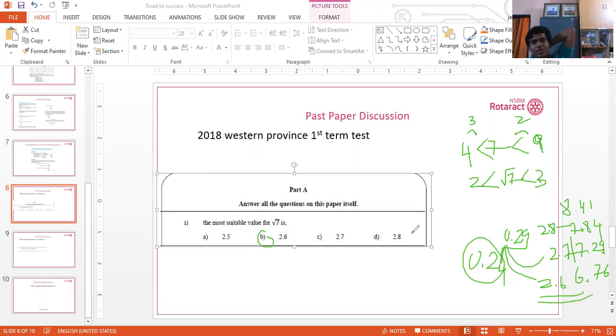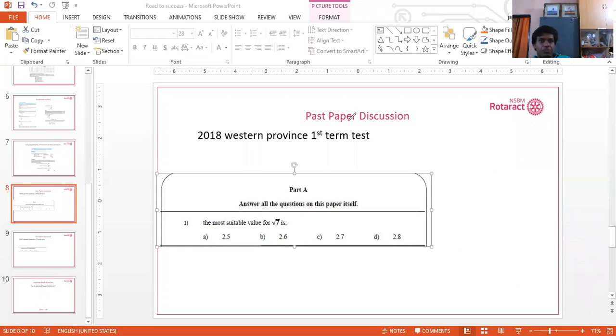This is your approximation method. You don't need to use the long division method. This is a very simple sum. You can use the approximation method here. That is how you find the answer. Now we move on. This is 2 marks of your first term examination, 2018 Western Province.